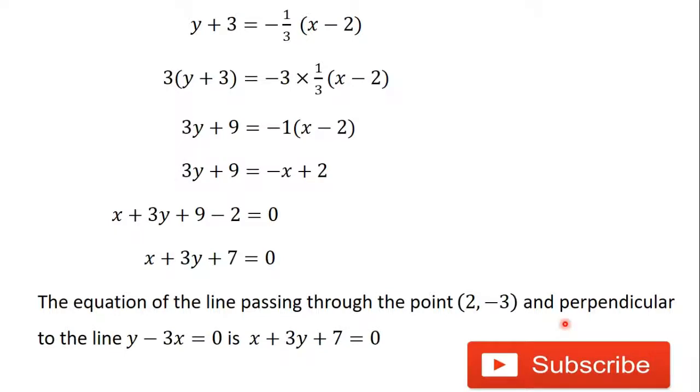In the next video, we are going to learn how to determine whether or not a point falls on a straight line when we are given the equation of the line.